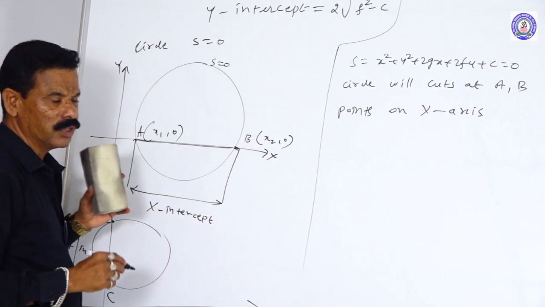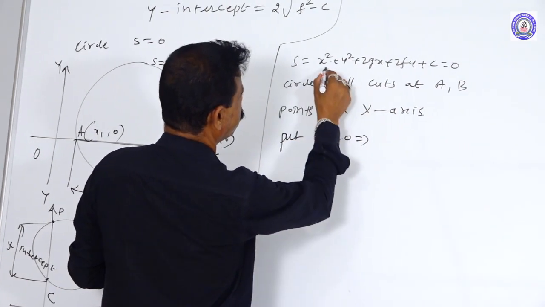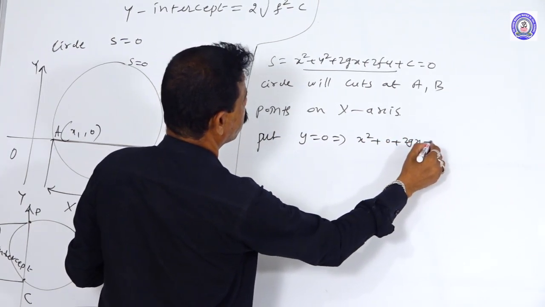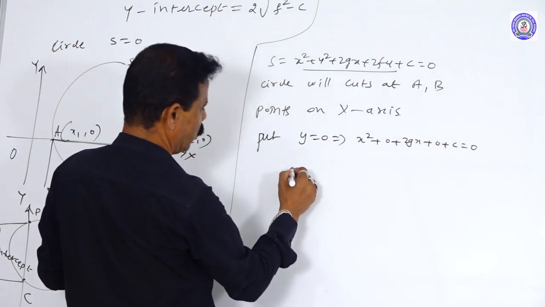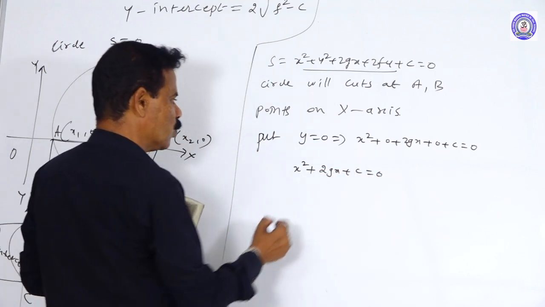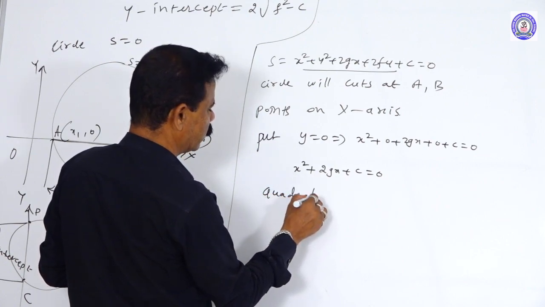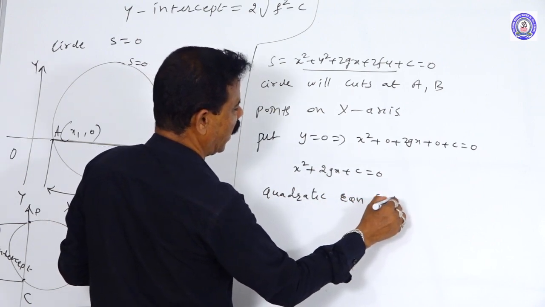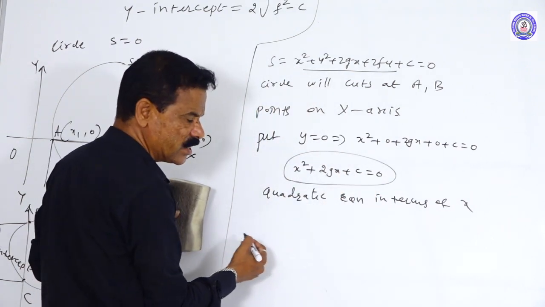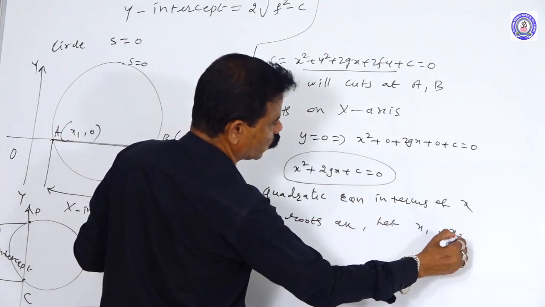Y coordinates are 0. So if we put y is equal to 0 in the above equation, this equation comes: x square plus 0 plus 2gx plus 0 plus c is equal to 0. After this, x square plus 2gx plus c is equal to 0 will come. So this is a quadratic equation in terms of x. The equation has the roots, let them be x1 and x2.